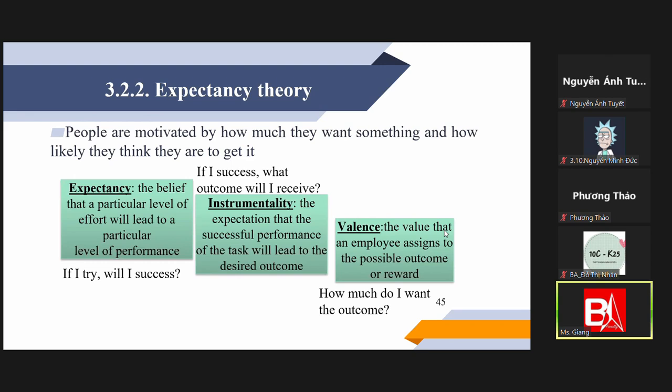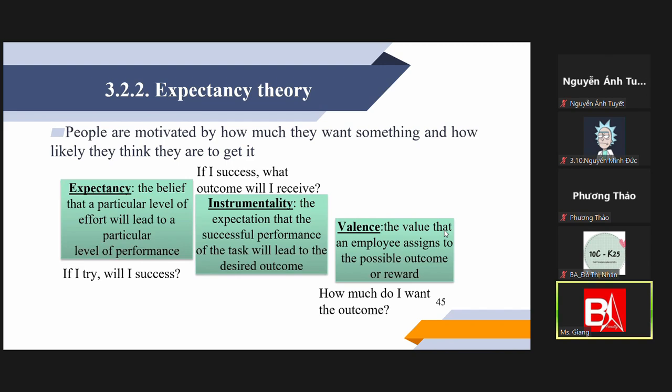The last factor is balance, lượng giá trị. It is the value that an employee assigns to the possible outcome or reward. And it answers the question, how much do I want the outcome? For example, my balance will be very high if I think that I really want the scholarship. In contrast, my balance will be very low if I don't want the scholarship, or the scholarship means nothing to me.